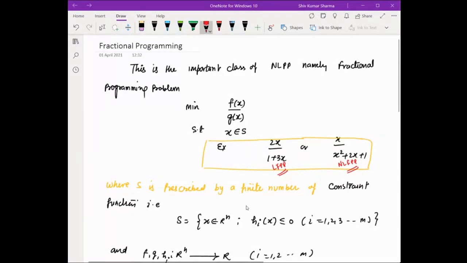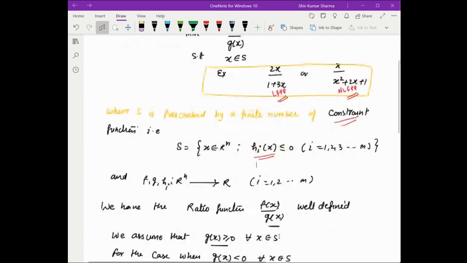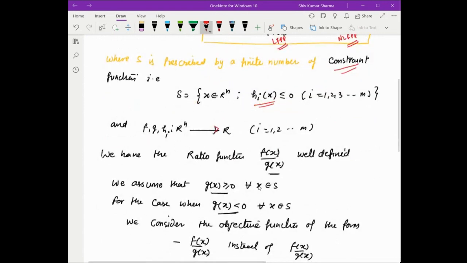Here S is specified by a finite number of constraints. So constraints should be finite in this case also. And we write the constraint in this form, h_i(x) less than or equal to 0, where i equals 1 to m. Constraints are given, and the function is defined from R^n to R, real numbers.